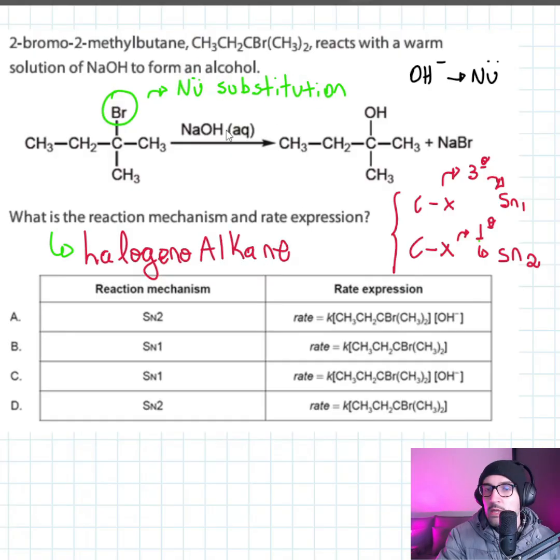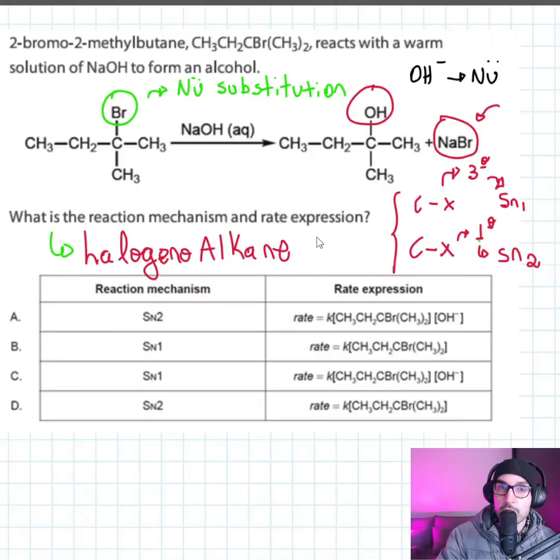How do I know that? Because NaOH will release OH minus ions, which are very strong nucleophiles. And then in the end, I'll have an alcohol and a salt with the same halogen that came from the carbon chain. Now we just need to decide if it's SN1 or SN2 and deduce the rate expression.